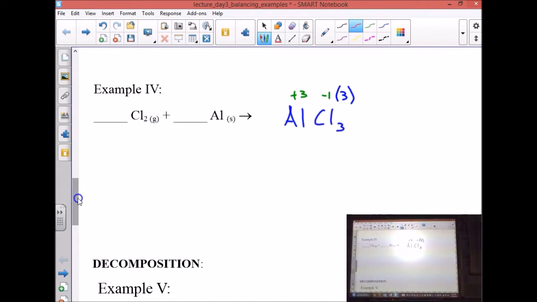All right, so we have our charges balanced. So how do we balance this out? How many chlorines? How can I get the same number? Put a 3 there and a 2 there. Okay. So now my chlorines are good. So balance the aluminum, put a 2 there. Can I simplify that? And if you need to do inventory, do the inventory.